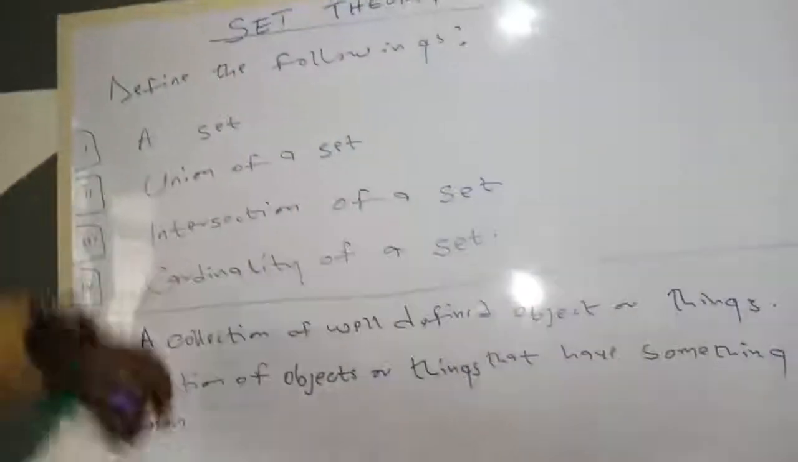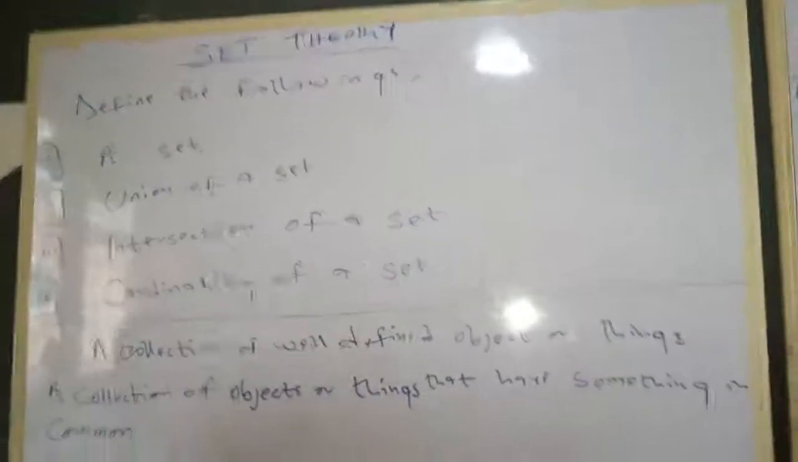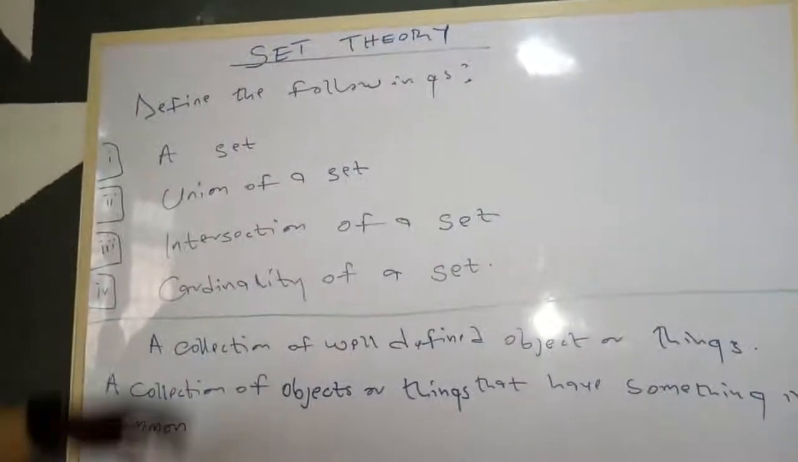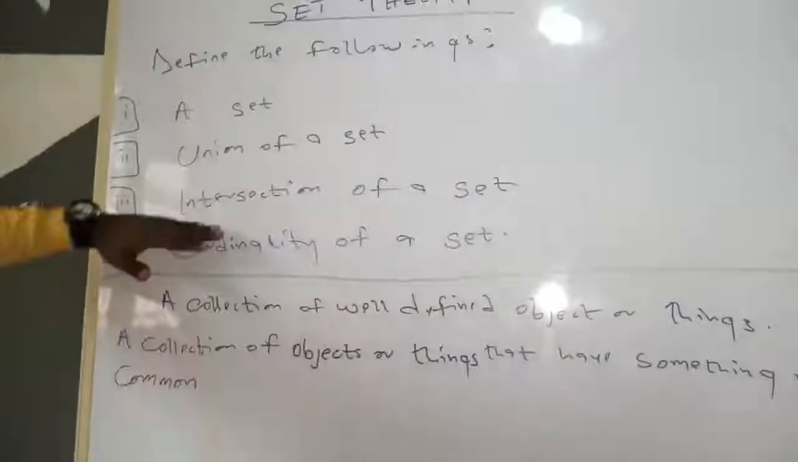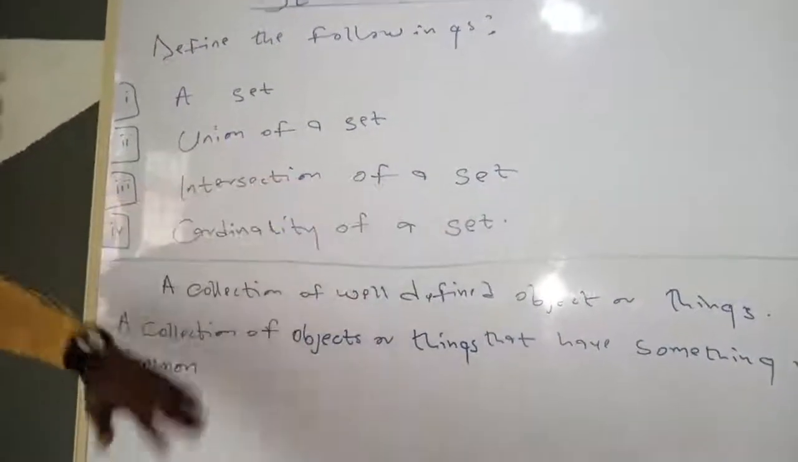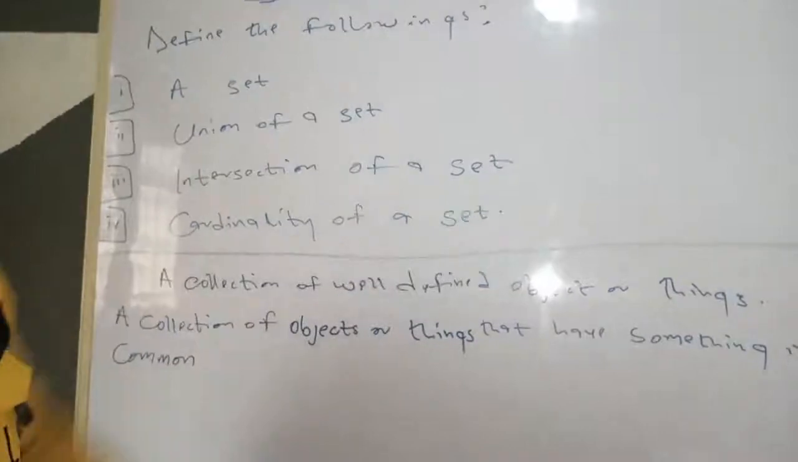Good everyone. Today we are looking at set theory. When they say set theory, what is a set? What is union of a set? What is intersection of a set? And what is cardinality of a set?